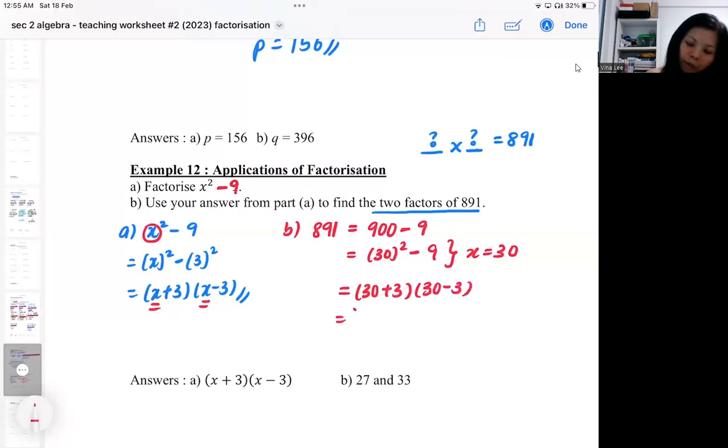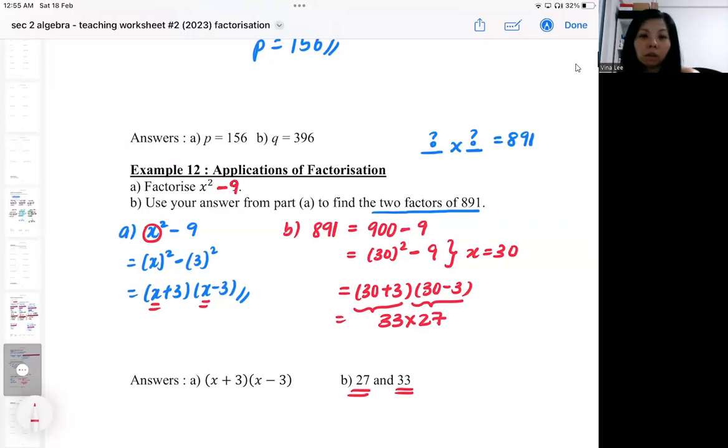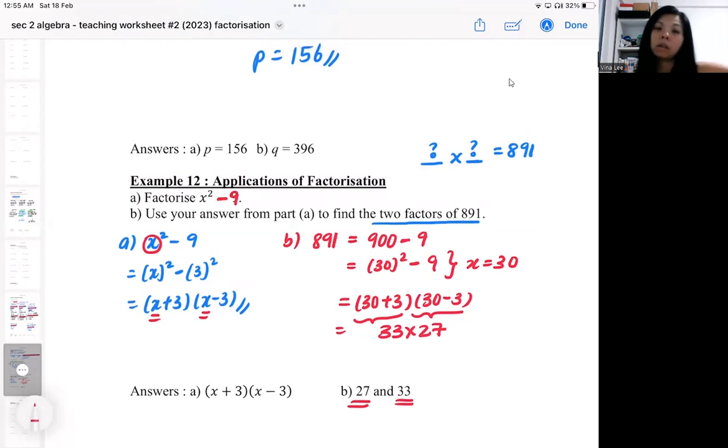When I put into my 2 bracket, the first bracket gave me a 33. The second bracket gave me a 27. So the 2 factors are 27 and 33. Obviously, if you punch calculator to check, 33 times 27 is confirm 891. So that will be one of the challenging questions because you need to work backwards. How is 891 related to this? So some mid-year papers will have this. Please put a star, put a lot of stars for this kind of question. Okay, so that will be the application of factorization.